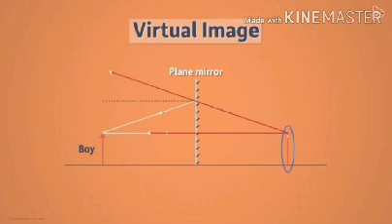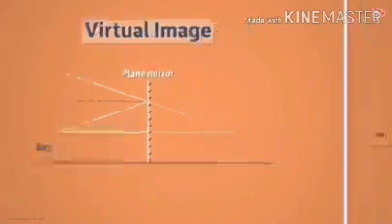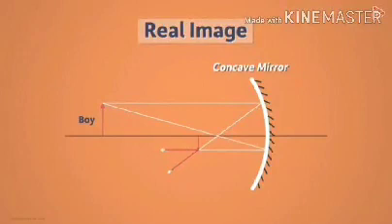When we look at a virtual image, it appears to us that light rays are diverging from a point somewhere behind the mirror. But in reality, they are not, as no light reaches behind the mirror. It is only our perception. And in the case of a real image, the light rays are actually diverging from a point present on the same side of the mirror.